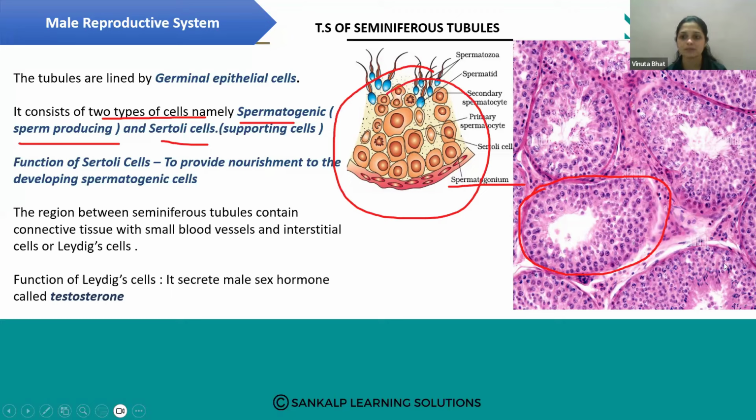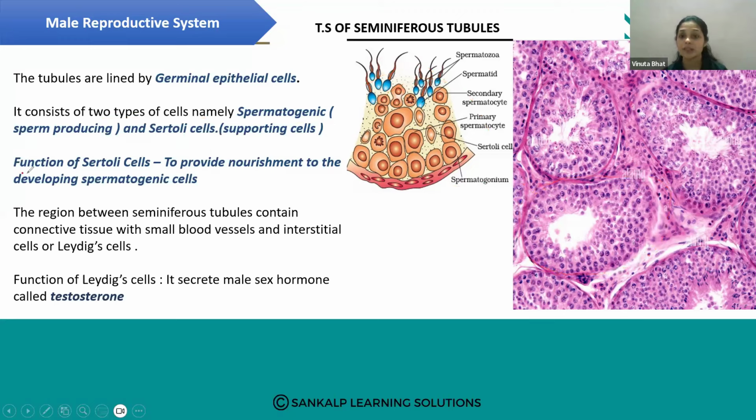What is the function of the Sertoli cells? Here you can see these are the Sertoli cells. These Sertoli cells provide nourishment to the developing spermatogenic cells, which provide the nutrition for the developing spermatogenic cells. So that is the function of the Sertoli cells.